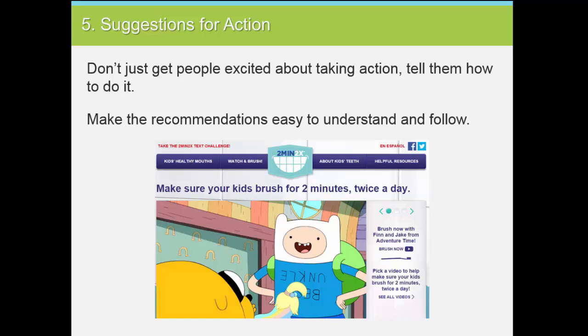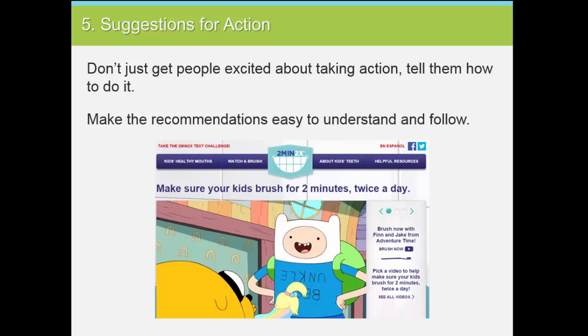This campaign for children's oral health probably explains in its materials all the reasons it's important for parents to emphasize proper oral hygiene for their kids, but it also gives them a suggestion for action to make sure the kids are brushing thoroughly. This campaign has a simple message of brushing for 2 minutes twice a day. It's easy to remember and follow.